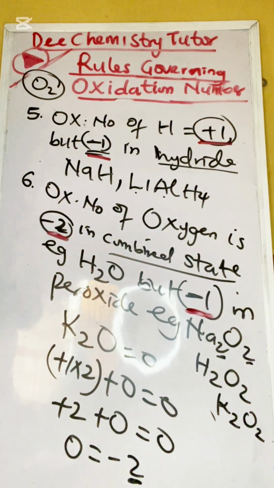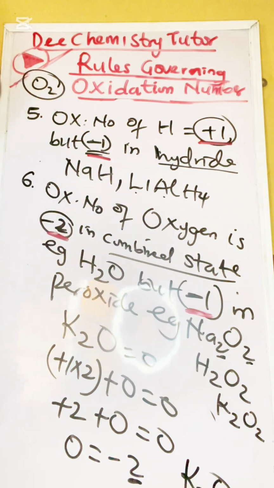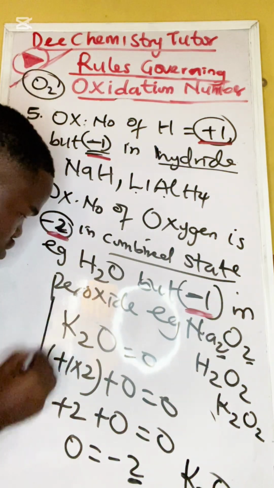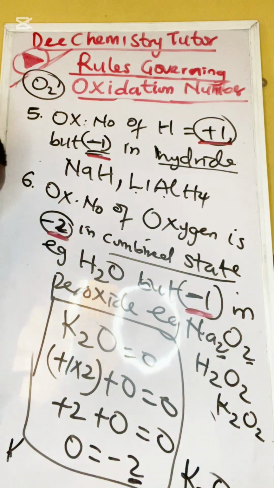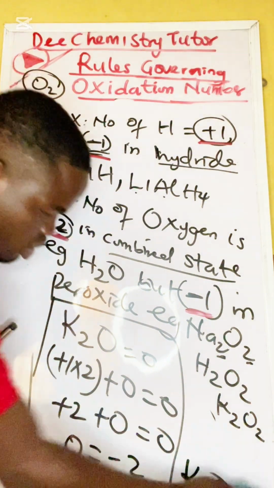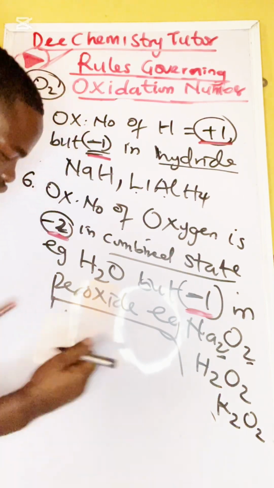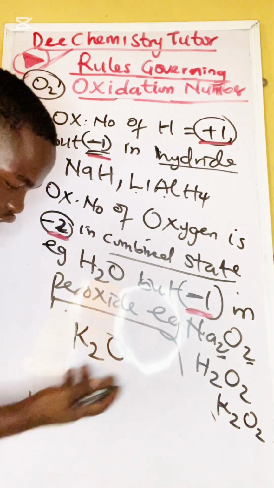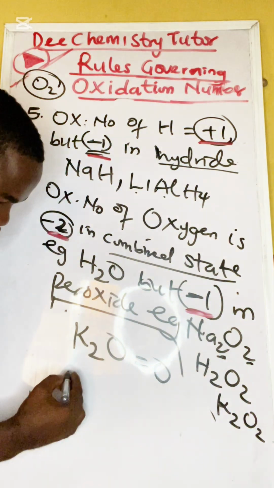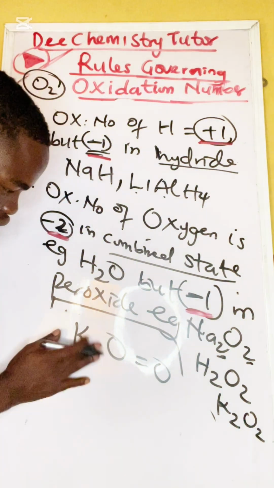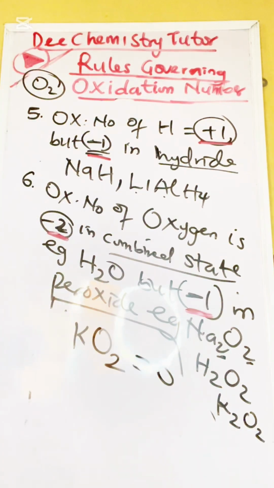Now, but let me say I have something like this. K2O. Take note of this first. It still maintains this. Let me clean this. Now let's say I have something like KO2. Yes, everything is equal to 0.